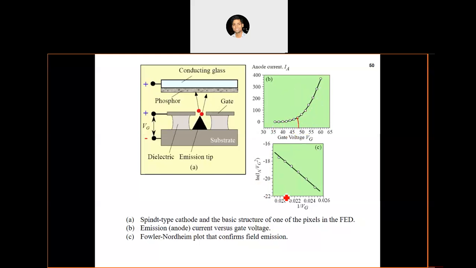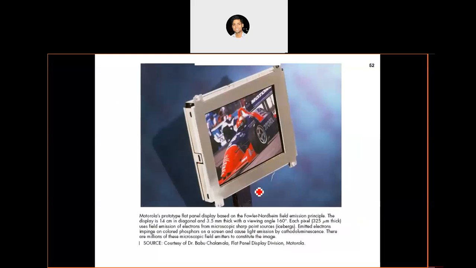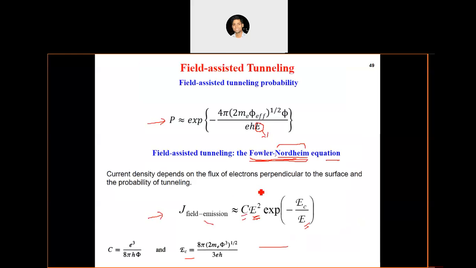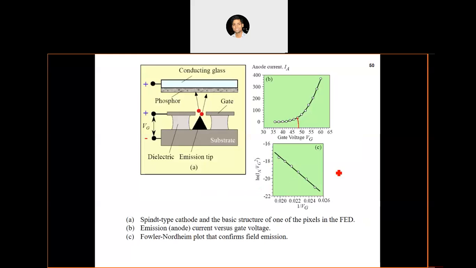Again, if we plot, you can forget about this curve, because we have not discussed the equation for the anode current. But what we can see here is that as we keep on increasing the gate voltage, after a certain voltage the field emission will start, and then it will keep on increasing as we keep on increasing the gate voltage.